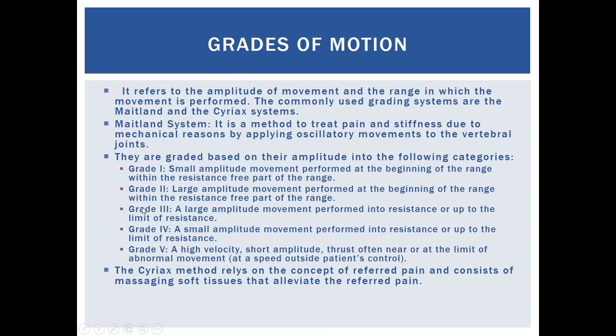So, grade 1 is small amplitude movement performed at the beginning of the range within the resistance free part of the range. Now, grade 2 is large amplitude movement performed at the beginning of the range within the resistance free part of the range. So, you are not applying any resistance at all, and then you are performing small or large amplitude movement. So if you make your patient perform a small amplitude movement without applying any resistance within whatever range of movement is available, then that is grade 1 according to the Maitland system.